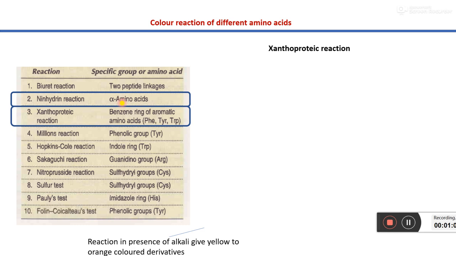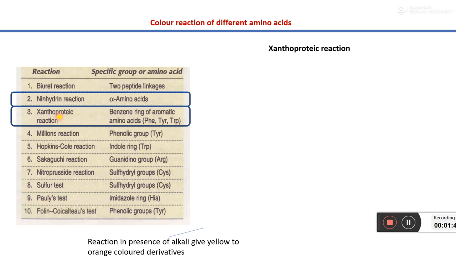About the ninhydrin test, I have already taught you that when amino acids react with ninhydrin reagent, they give a purple color in the reaction mixture. The exception is proline and hydroxyproline, which give a yellow color when they react with ninhydrin reagent. Now let's talk about another important test for the detection of amino acids, that is the xanthoproteic test.